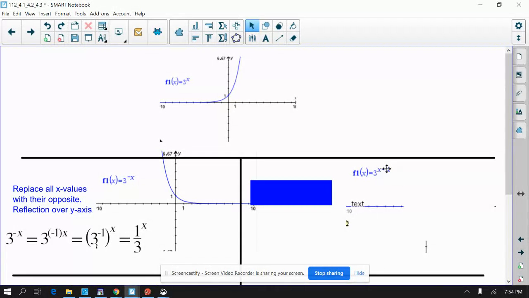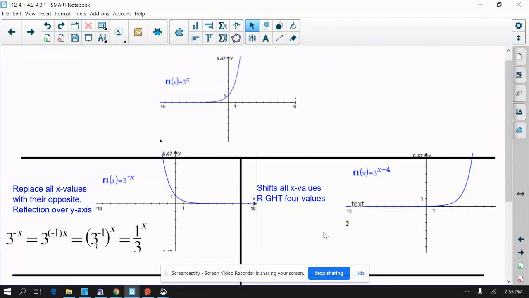Well, that minus 4 is next to the x, so we should be thinking it affects the x values, and it most definitely does. It just moves the parent function to the right 4. There is no vertical asymptote. If x is bigger, the y values keep on getting bigger. There is a horizontal one, though, and this just shifts it to the right 4.